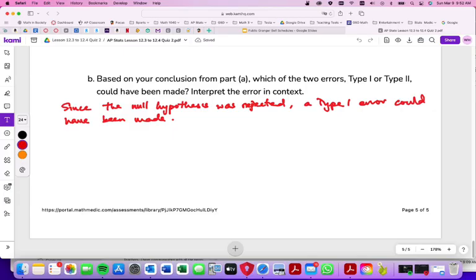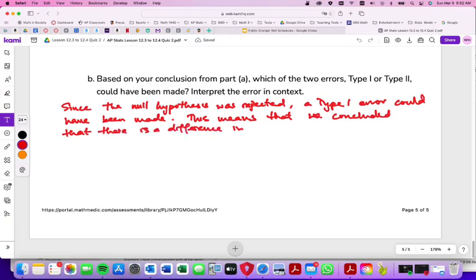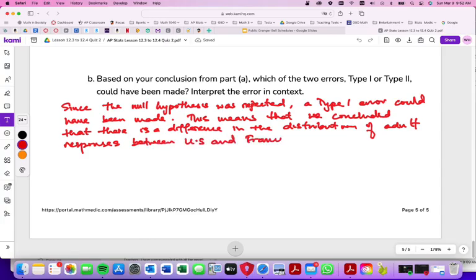Remember our type 1 error, our class examples of sending an innocent man to jail? Well, we rejected the null hypothesis that he's innocent, and we send him to jail. So type 1 error could have been made in this case. Now, this means that we concluded that there is a difference in the distribution of adult responses between US and France when there is not.